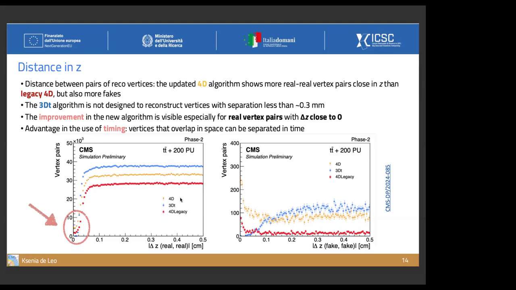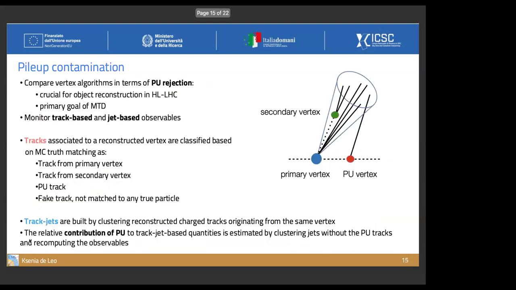While with the 4D vertexing, it's really possible to reconstruct vertices with delta Z close to 0. So these are vertices that are spatially overlapping, but thanks to the use of timing, they can be separated. And here we actually can see the improvement in the use of timing.